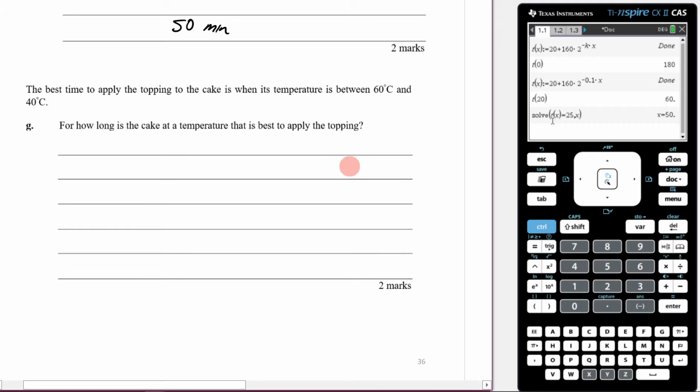The best time to apply the topping to the cake is when the temperature is between 60 degrees and 40 degrees. For how long is the cake at that temperature? And for how long is the cake at a temperature that is best to apply the topping?